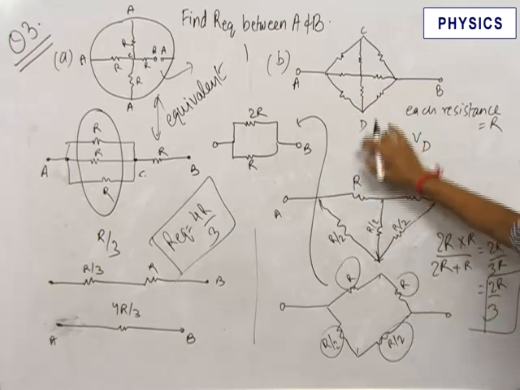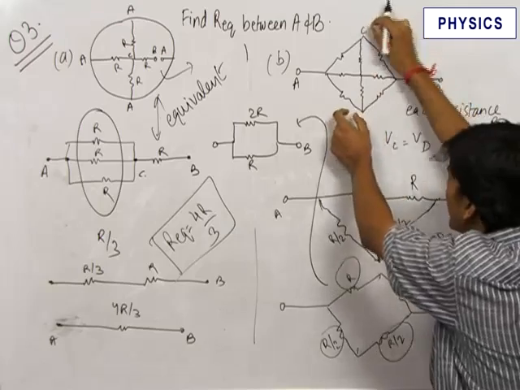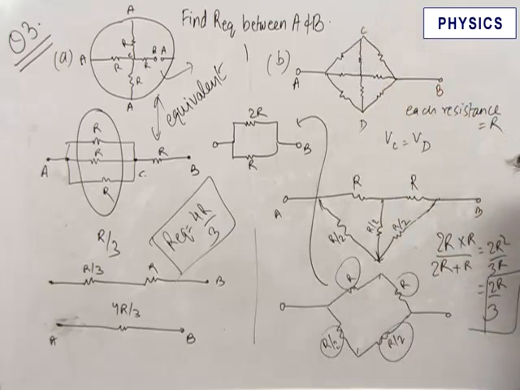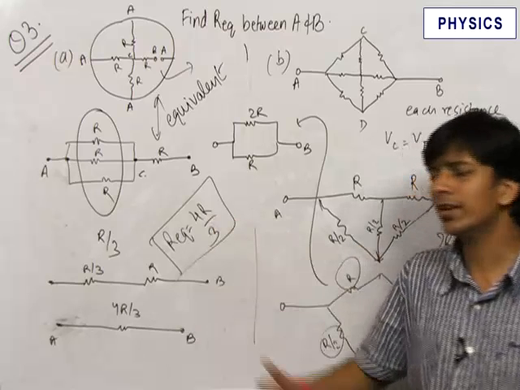We just used two tricks: if the potential of 2 points is the same, we join those 2 points by folding this loop, and we use the concept of the Wheatstone bridge to find out the final answer as 2R by 3 in the second case and 4R by 3 in the first case.